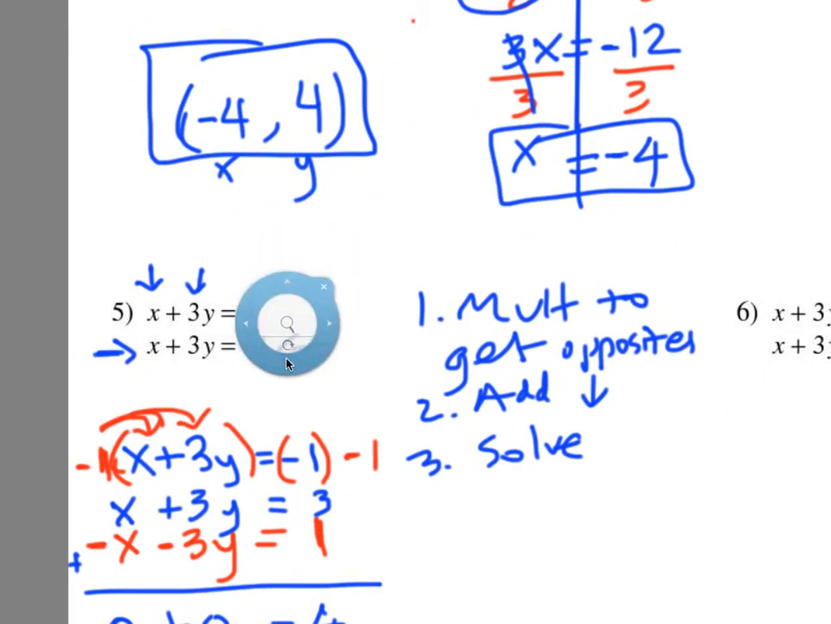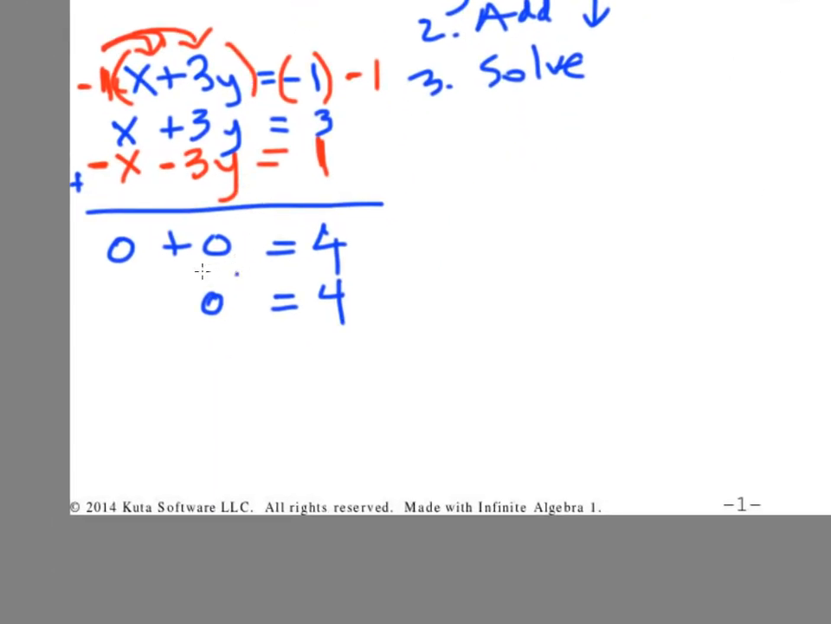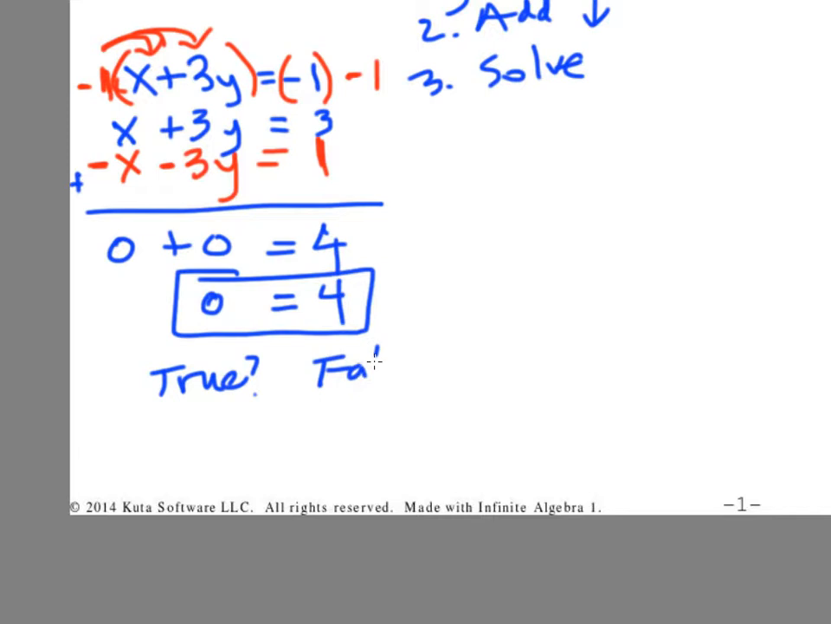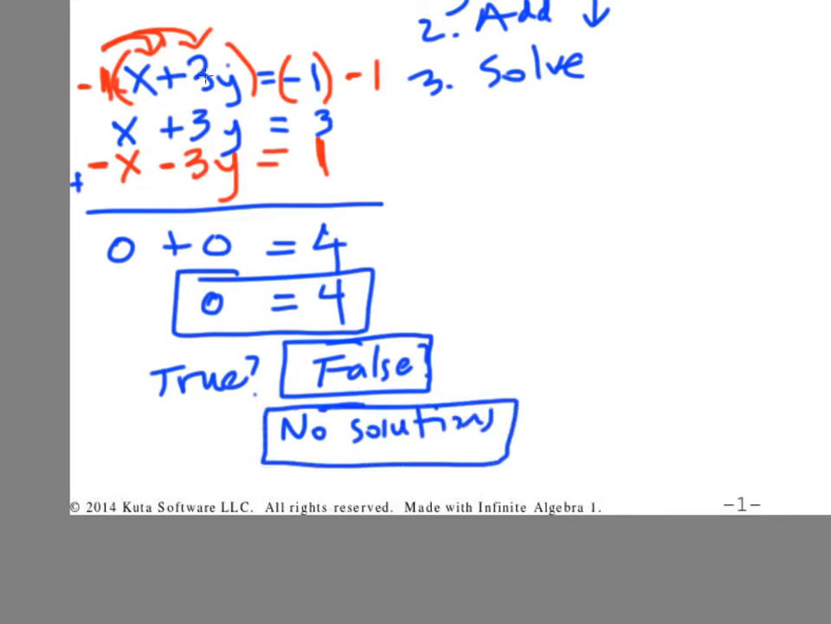So in this case, ask yourself, right here, is this true, infinite solutions, or is this false, no solutions? True or false? Is this 0 equal 4? Of course not, right? It's false. So we do not have infinite solutions, we have no solutions. In other words, these two, if you were to graph them, would be parallel lines. There's no point that works for both, right?